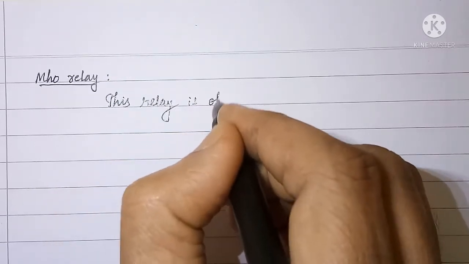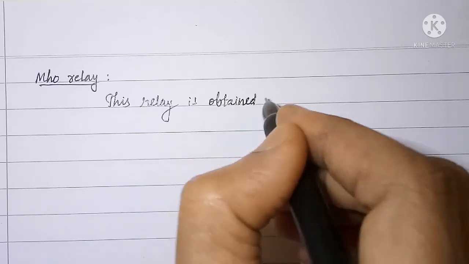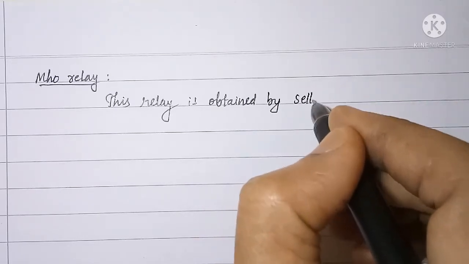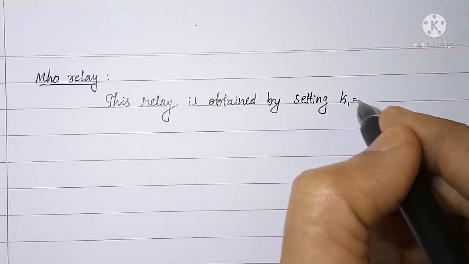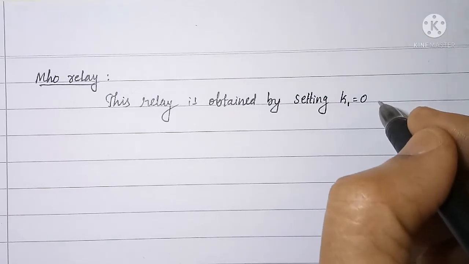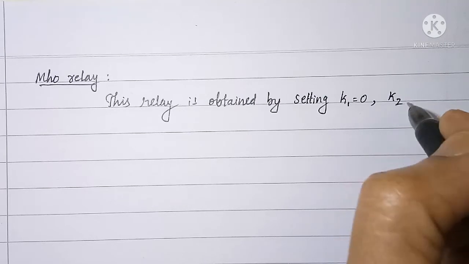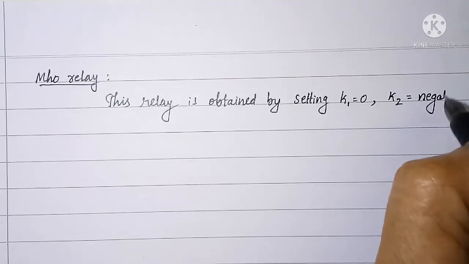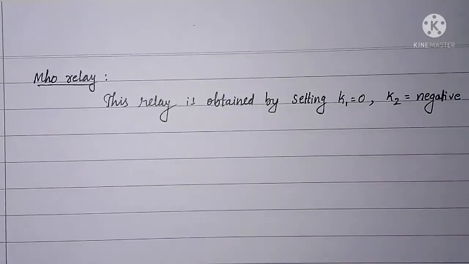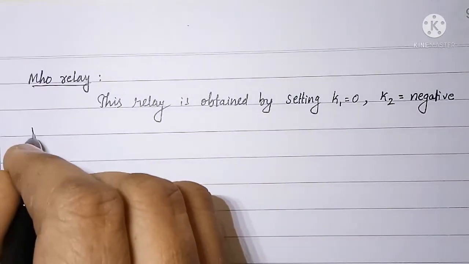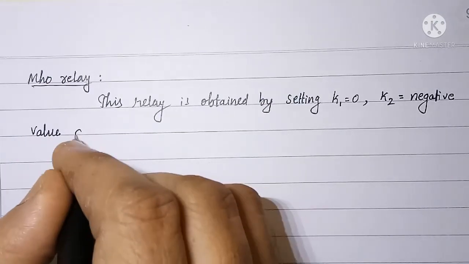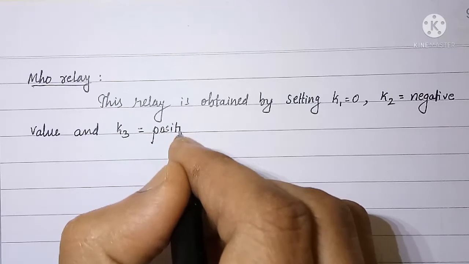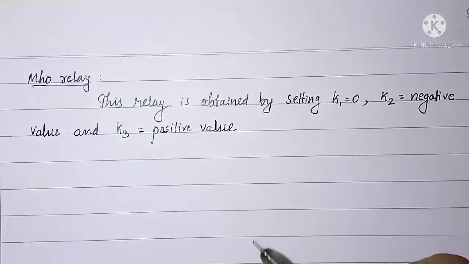This relay is obtained by setting K1 equal to 0, K2 equal to negative value and K3 equal to positive value.